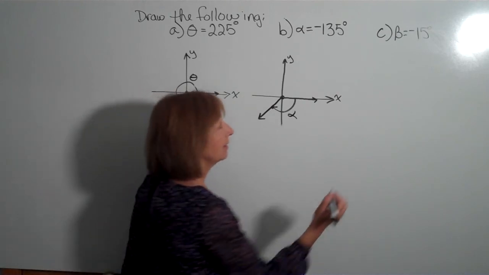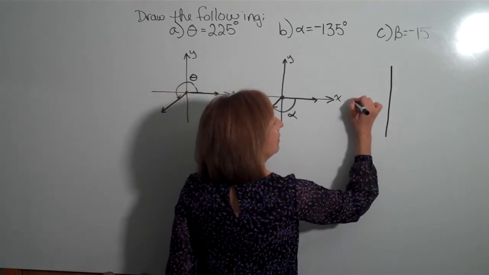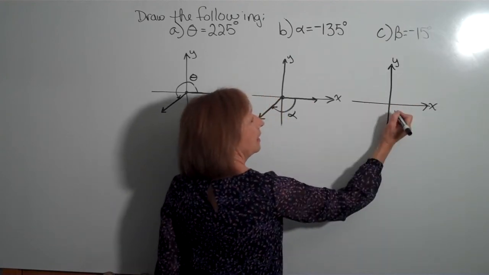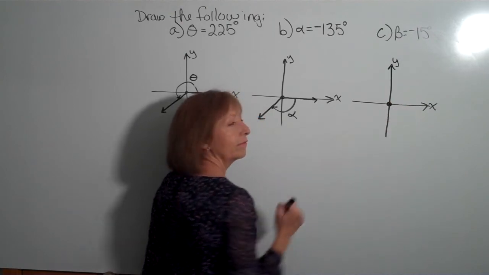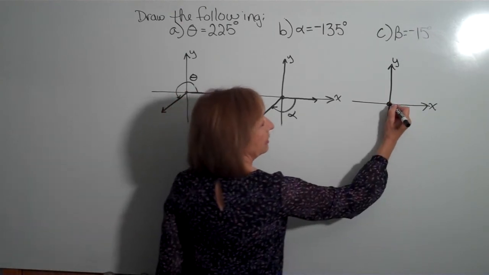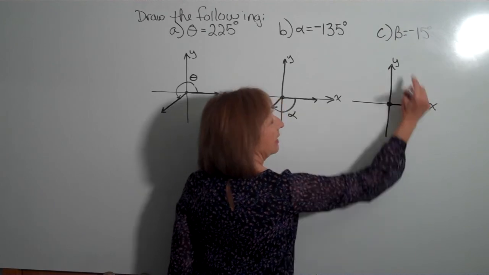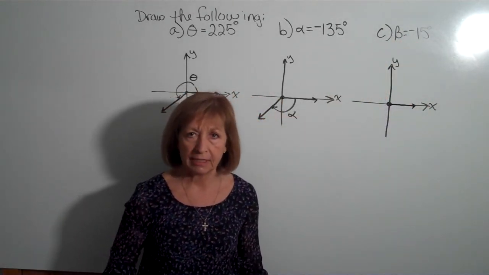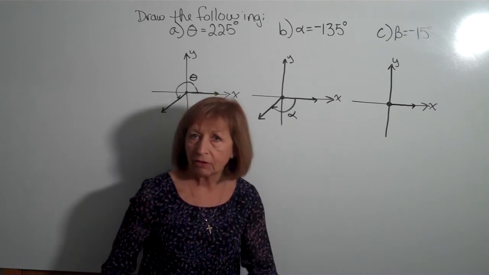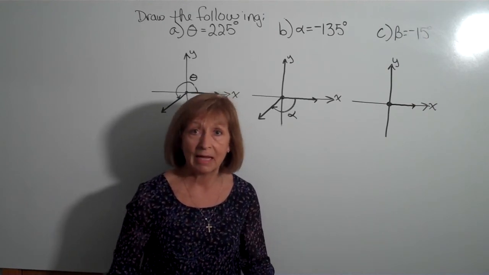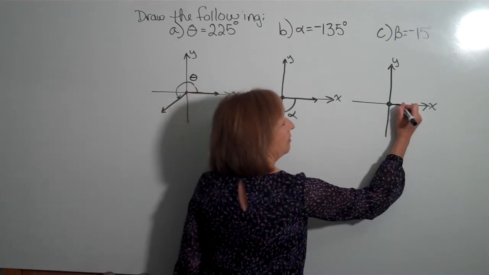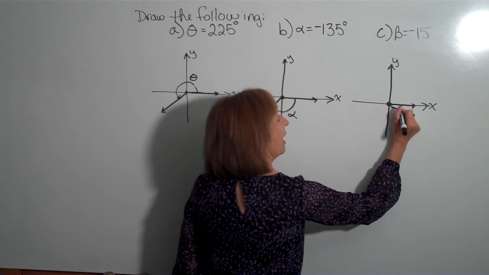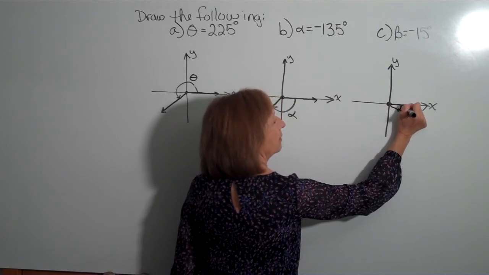Now for beta in part C, my vertex is at the origin. My initial side is along the positive x-axis. It's negative, so I'll go down and around. And it's just negative 15 degrees. So definitely I haven't gone past that 90 degrees, and I'm not even close to 90 degrees. So I'm just going down 15 degrees. So that's going to be my angle beta.